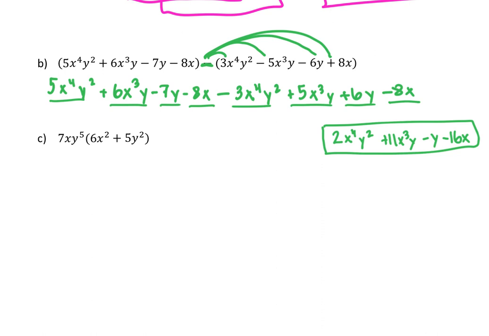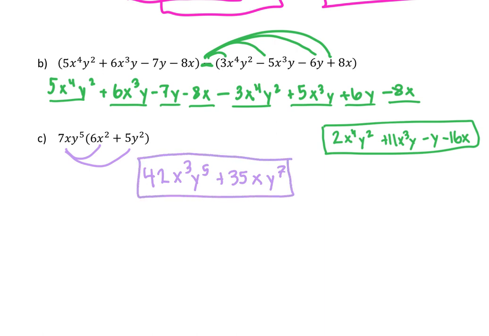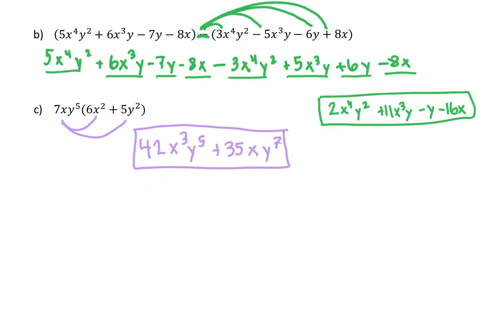Okay, this next problem is a multiplication problem where we have one term times multiple terms. So we're going to distribute that through. So on that first one, we get 42x cubed y to the 5th. And on the second one, we get 35x y to the 7th. And that is our distributing, our multiplication. All right, let's move on to the next page.